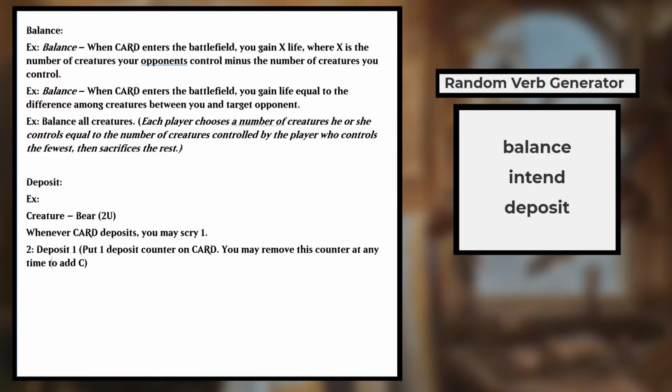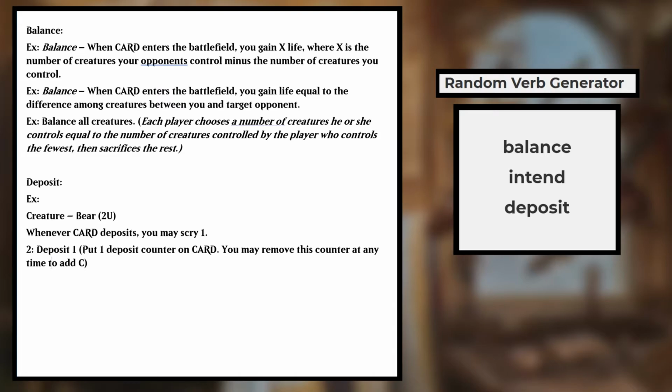Alright, so here's kind of what I made. I wanted to do a whole card, not just a line of text that would be on a card. So we have a creature, it's a bear or whatever. I don't know why there's a blue bear. Maybe it's a polar bear. Whatever. It says when it deposits, you may scry 1. So it's similar to escape. Like when it escapes, do this. But then you can pay 2 mana and deposit 1.